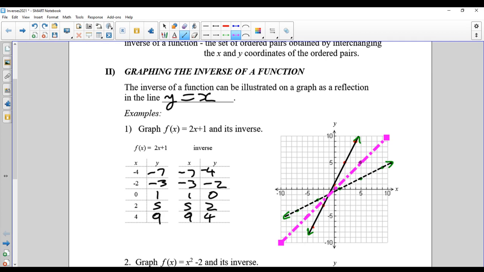All right, you're probably wondering, so how about the equation of the line? We're going to get to that. How do we find the equation of the inverse function? We're going to get to that. We're going to try this again.